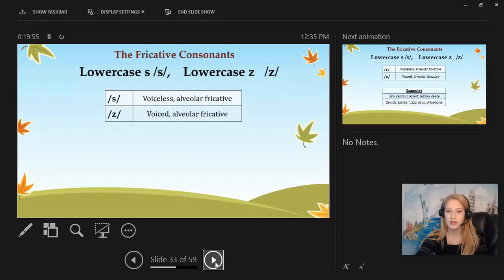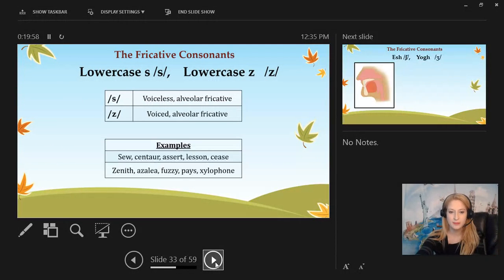Next, we have the lowercase s and z. These are both velar fricatives, the s being voiceless and the z being voiced.